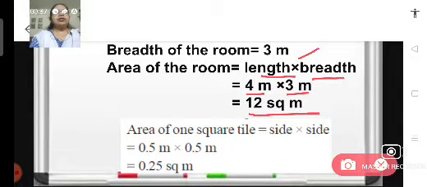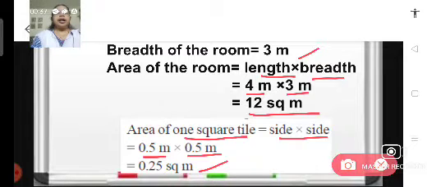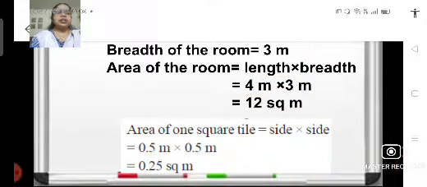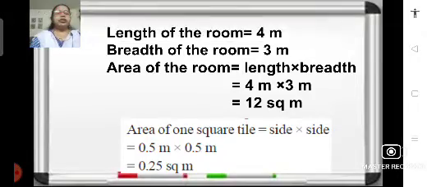Now, we have square tiles, and each side of the tile is 0.5 meter. So, what will be the area of one square tile? It will be side into side. That means it will be 0.5 meter multiplied by 0.5 meter, which is 0.25 square meter. Each tile has an area of 0.25 square meter. Now we have a question: how many such tiles will be required to cover the room?